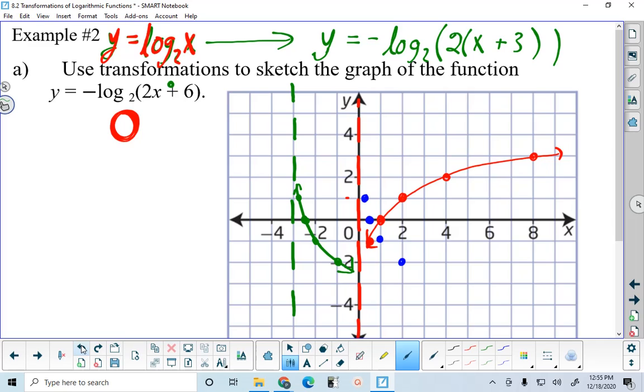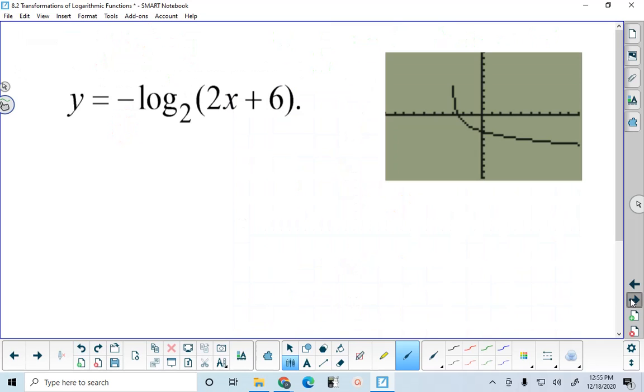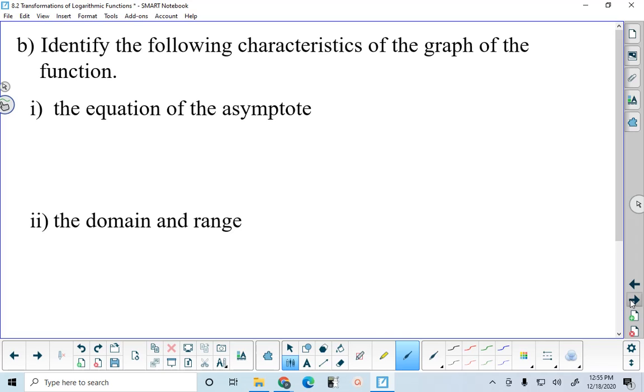Any questions with part A? Okay, domain, range. I don't know if I asked about the equation of the asymptote before. I did. The equation of the asymptote here would be at x equals -3 because h is -3. The domain is x is greater than -3 because the graph is to the right of that asymptote. The range, the graph goes up and down forever, so y is any real number. Any questions with domain and range in the equation of the asymptote?